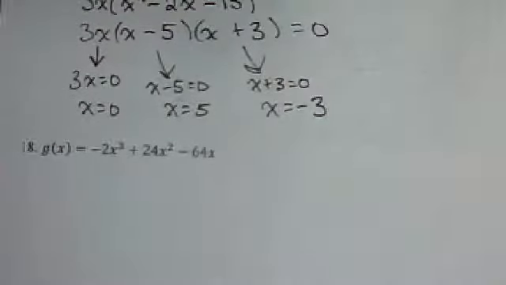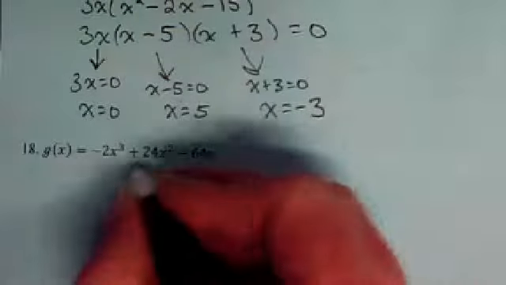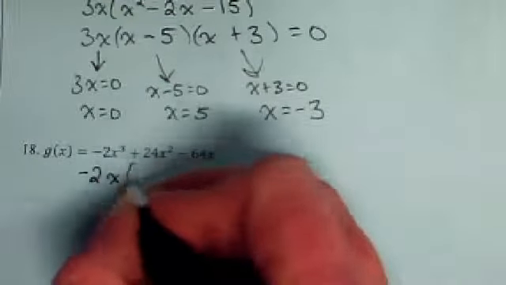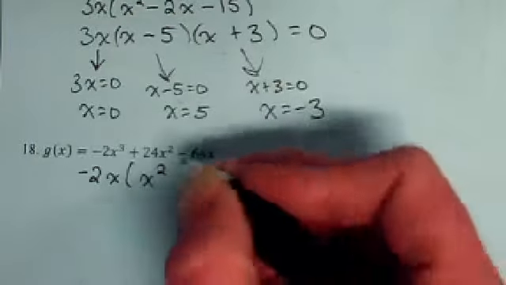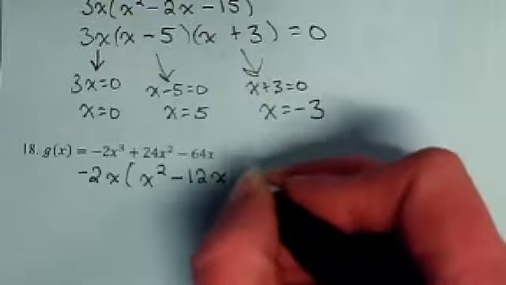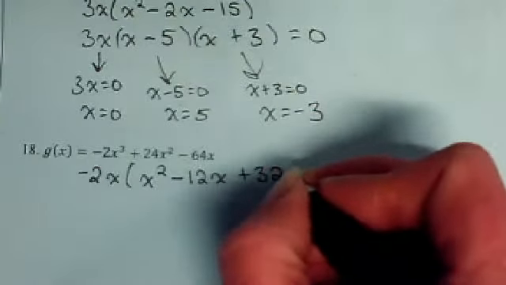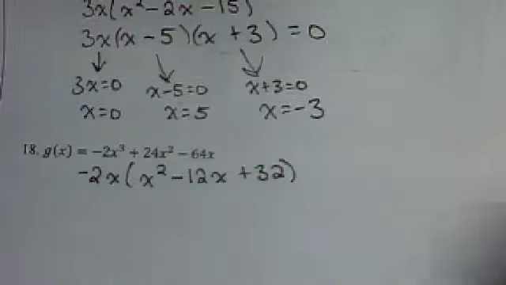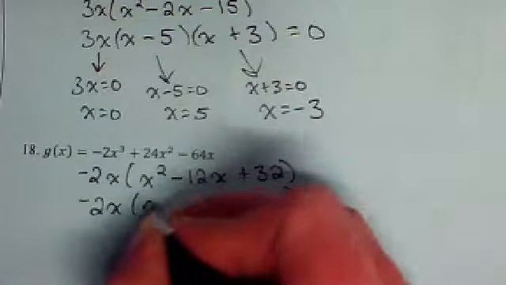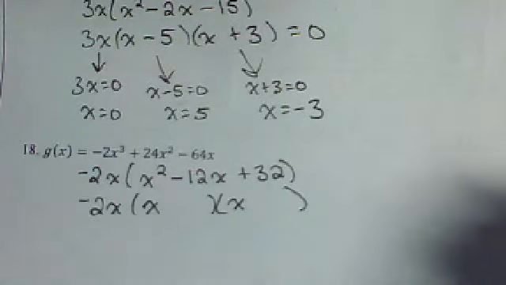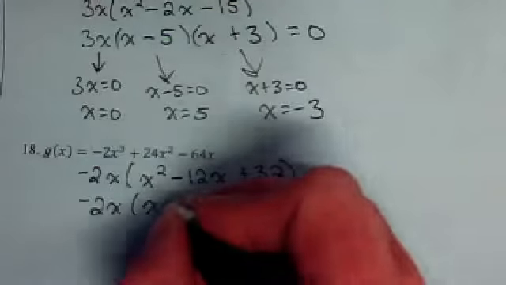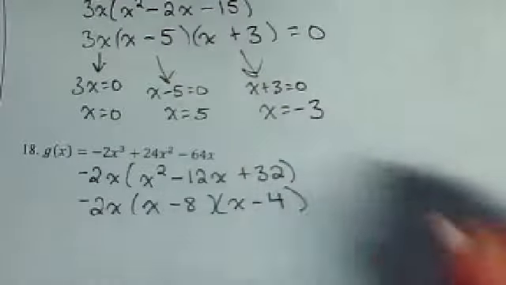On number 18, it also has something in common. Ooh, let's take out a negative 2 and an x. That would leave me with x squared for the first term, a negative 12x for the next one, and a positive 32 on the last. So here's a negative 2x. It's got to be an x and an x, multiply to positive 32, and add to be a negative 12. It's got to be a negative 8 and a negative 4.